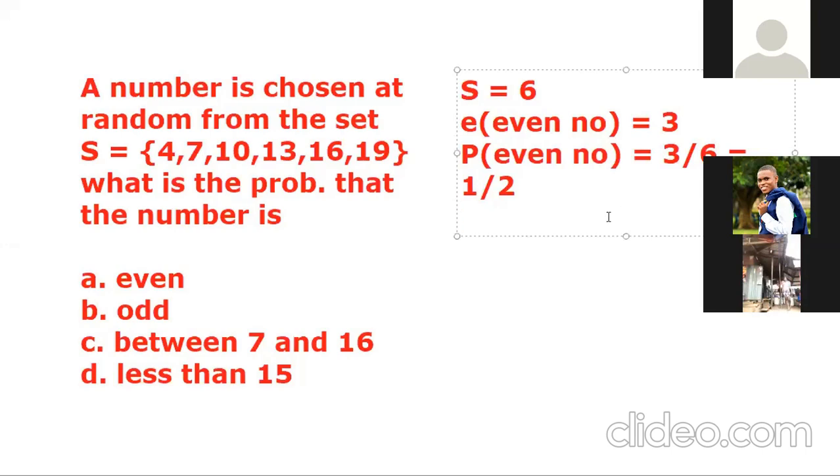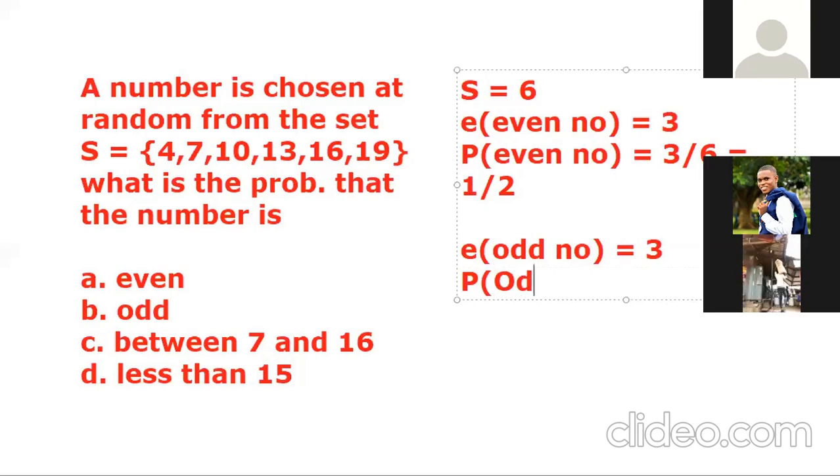I hope you are marking yourselves. Then the next one, the events of getting an odd number will be equal to 3, which shows that we have 7, 13, and 19. Therefore, the probability of getting an odd number will be equal to 3/6, which will be equal to 1/2.